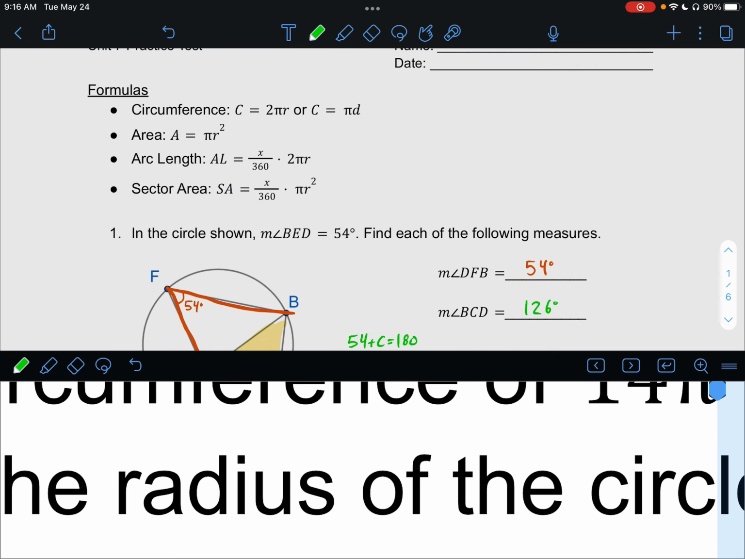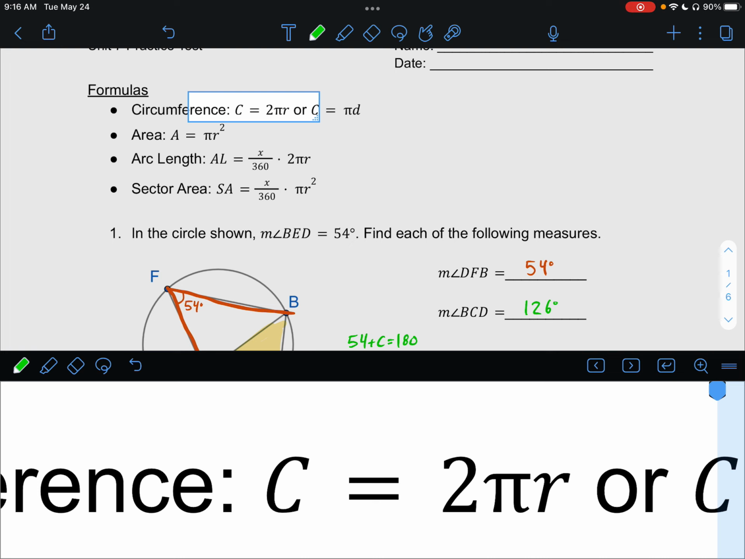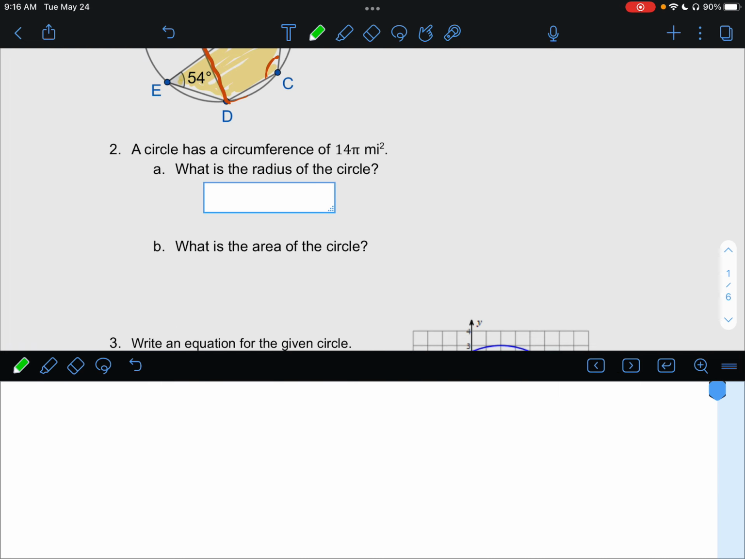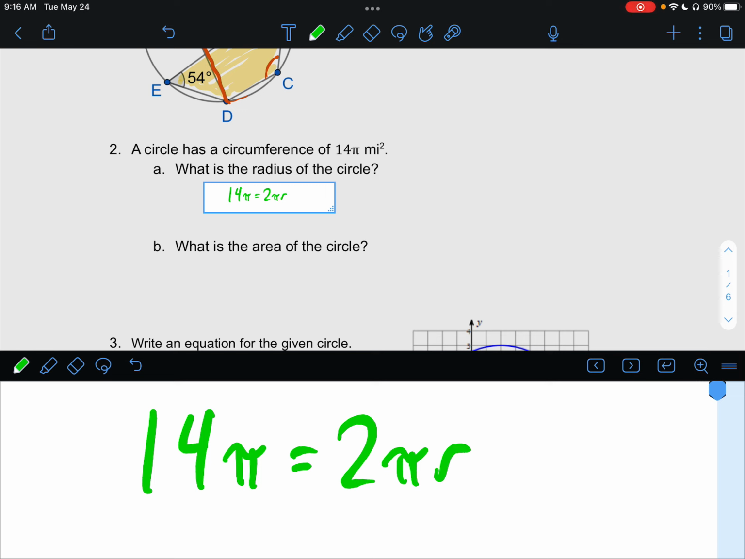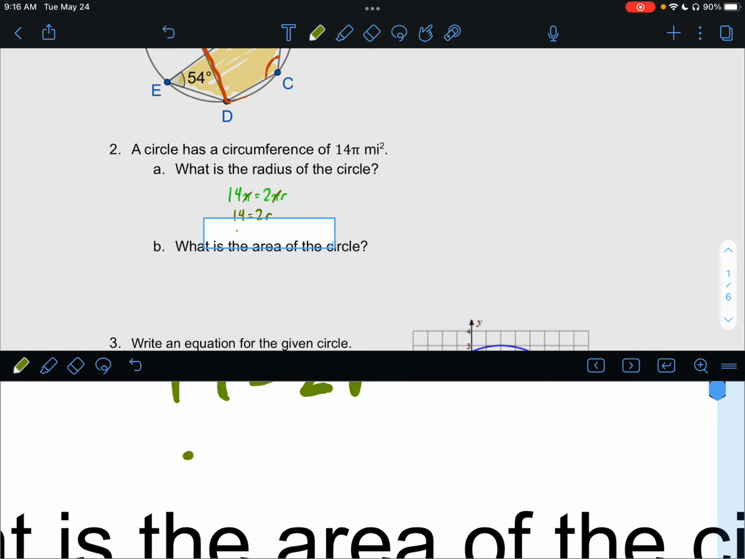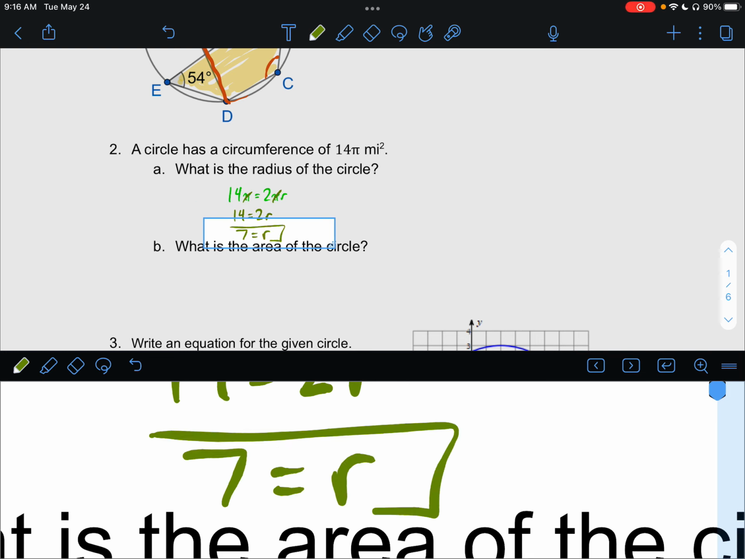Our formula for circumference is circumference equals 2 pi r. So if the circumference is 14 pi, then 14 pi equals 2 pi r, and we just need to solve for r. Divide both sides by pi, which cancels out the pi on both sides. 14 equals 2r. Divide both sides by 2, and r equals 7. So our radius here is 7. That's part A.